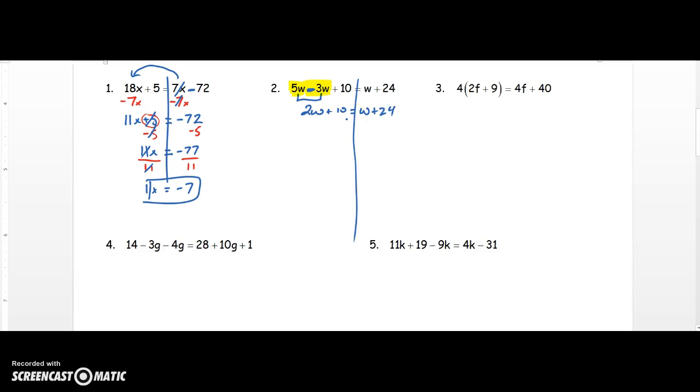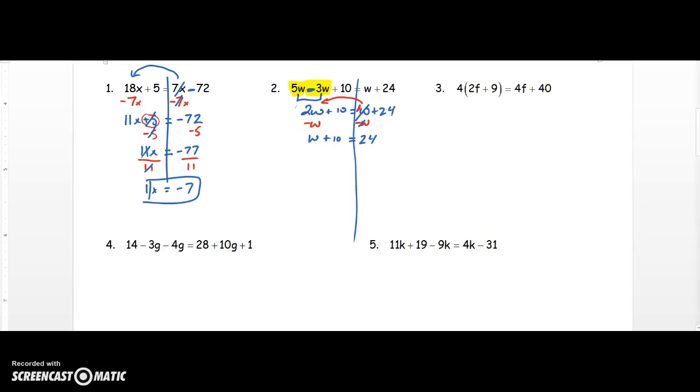Now that we've combined both sides of the equation, do we have the variables on both sides? Yes. So what do we have to do? Let's move this w to the left over here. How do we do that? This is a positive w, or positive 1w. Remember, you have to know that there's a 1 in front. Okay, positive w, so we're going to subtract w on both sides. So what we have is w plus 10 equals, those cancel, a positive 24. W plus 10 equals 24.